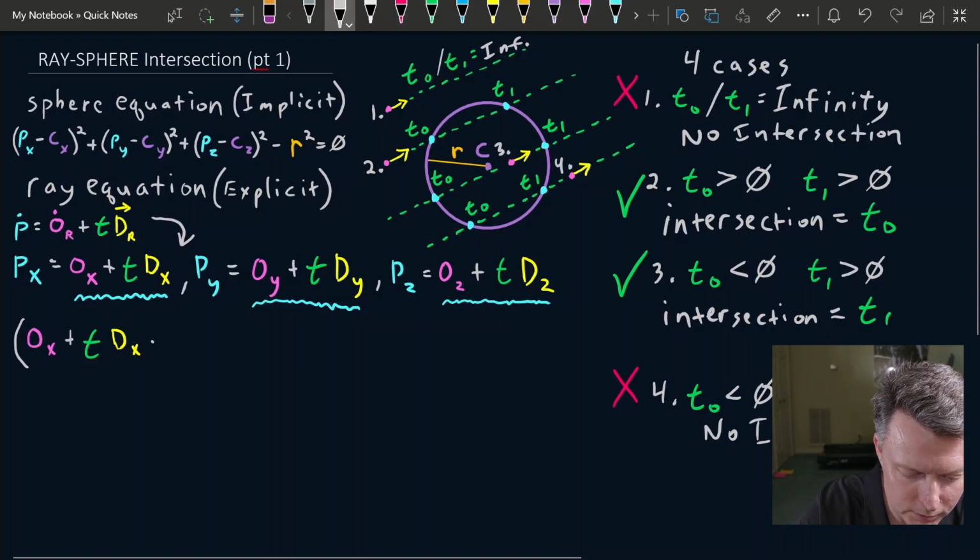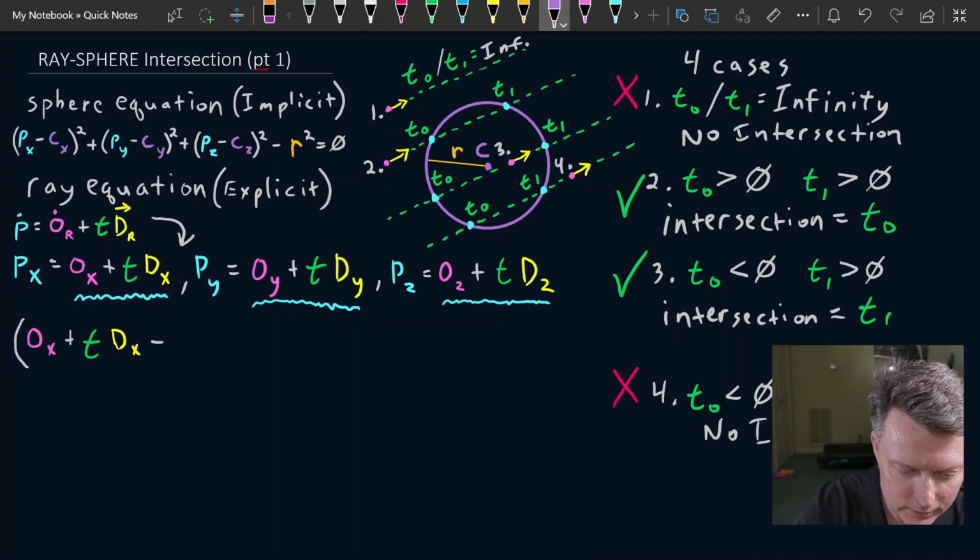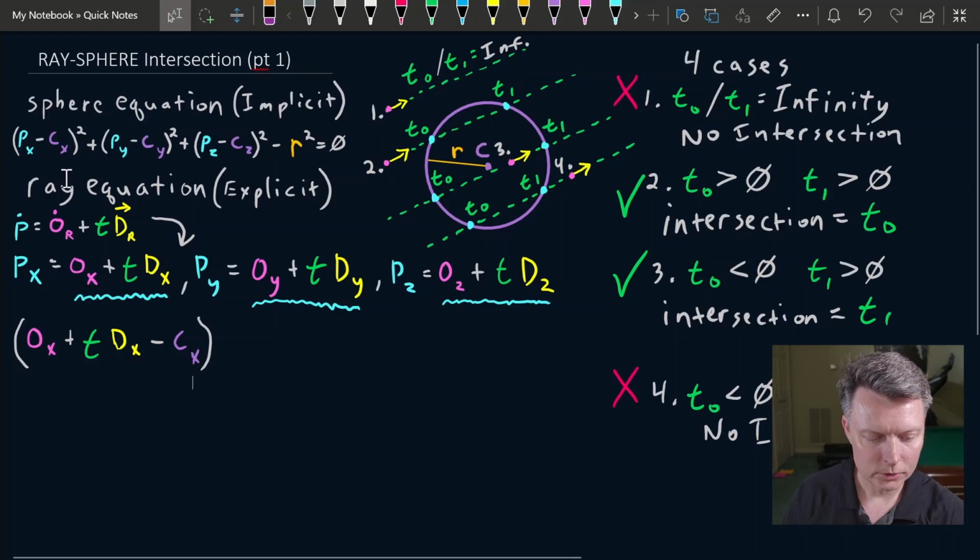And we're still inside these parentheses. Cx, that's the center of the sphere. Now we can close the first set of parentheses. So hopefully you can see that I replaced this px with ox plus t dx, because those two are equivalent. And that's how we're going to successfully merge the two equations.